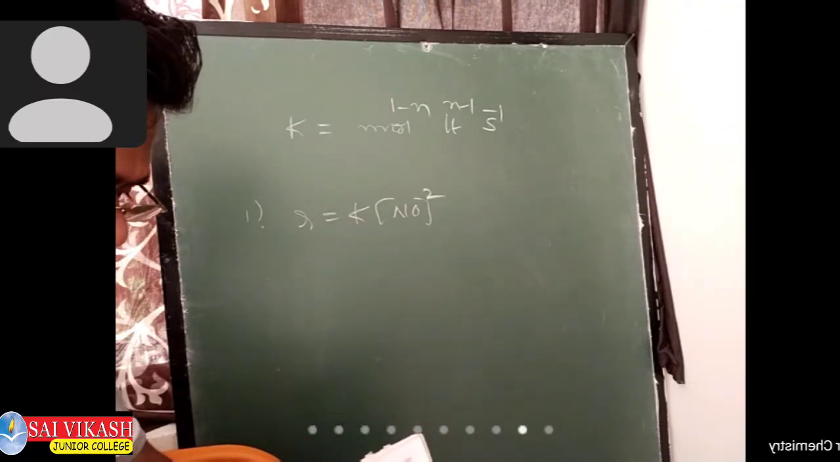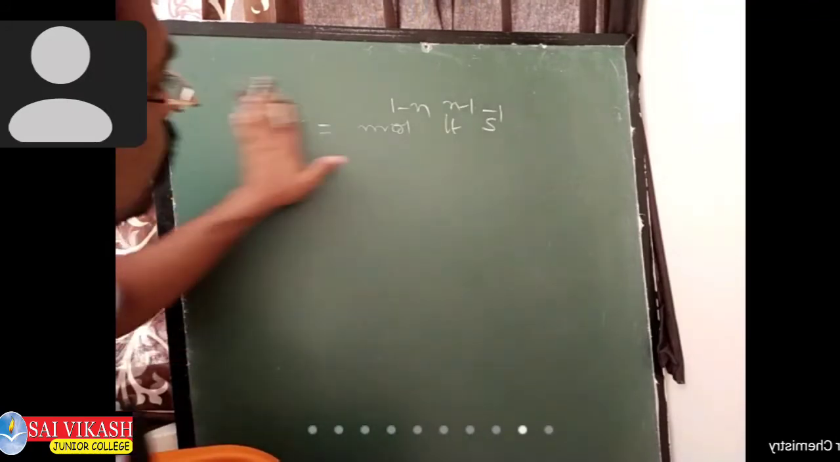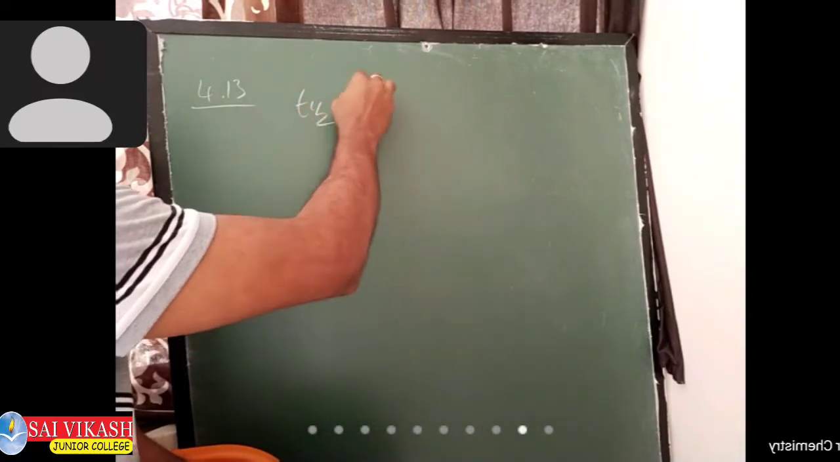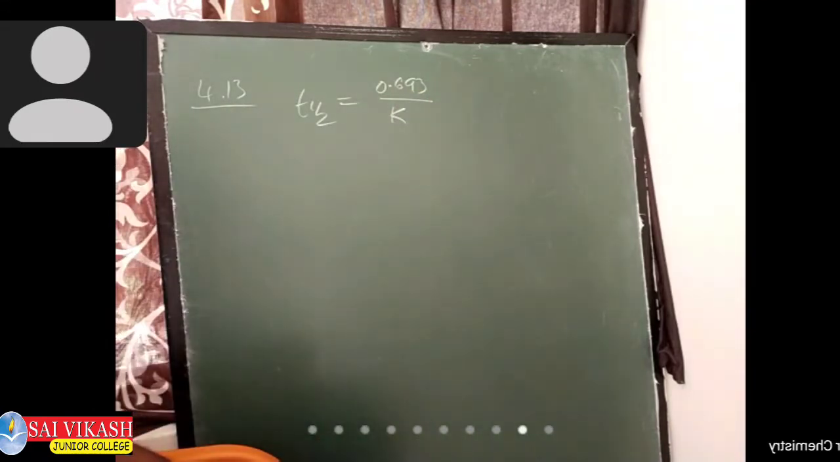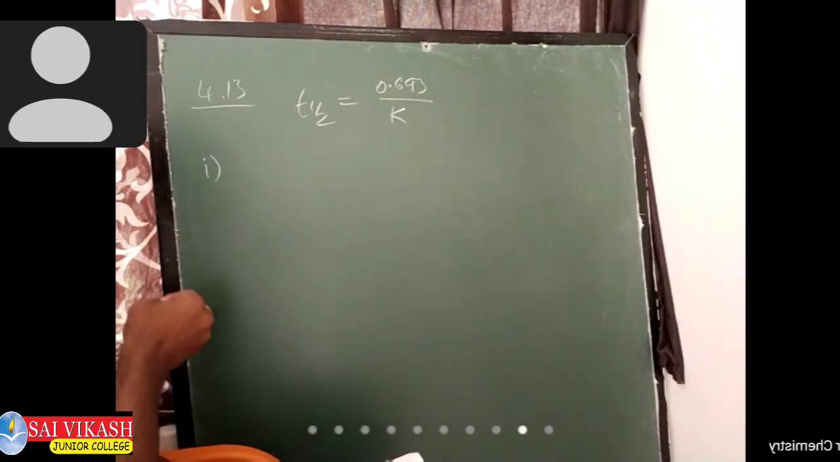Let us do this question number 4.13. Number 11 I already told you. Number 10 and 12 are also the same model. We will do number 13, 4.13. Calculate the half-life of a first order reaction from the rate constants given below. K is given, half-life they are asking. Half-life of first order is 0.693 by K. This formula we know.